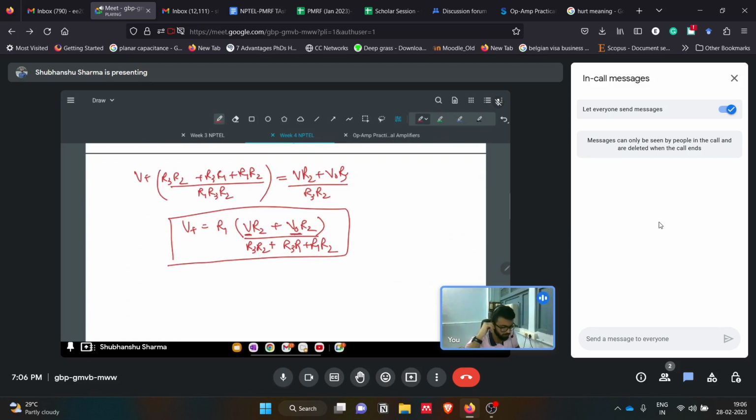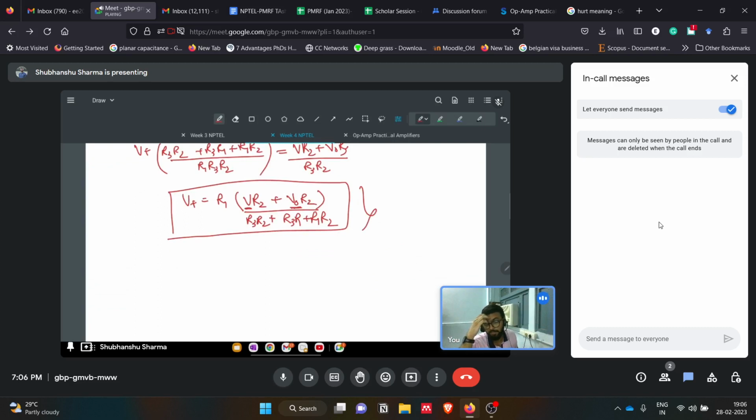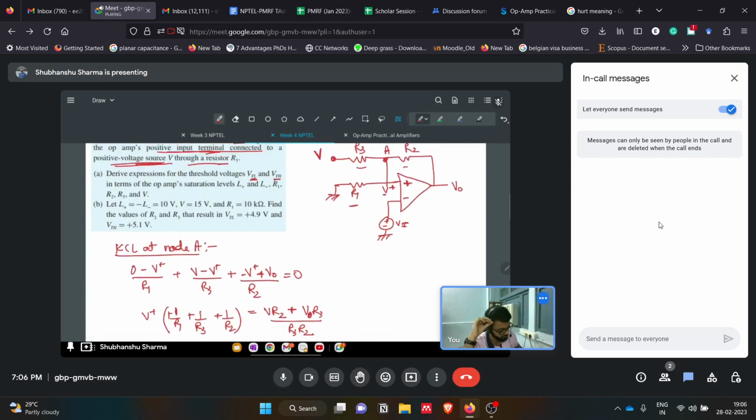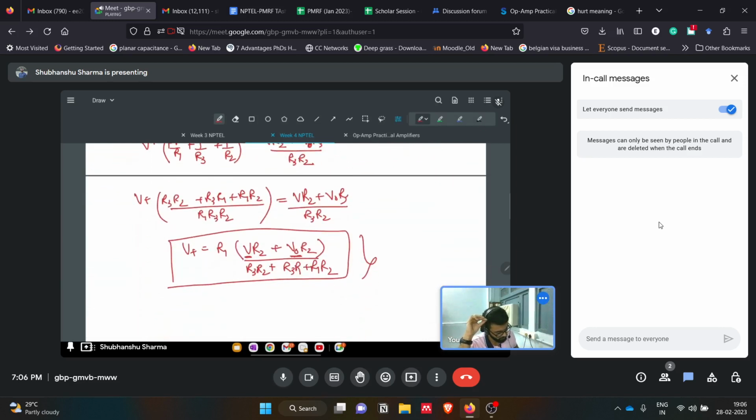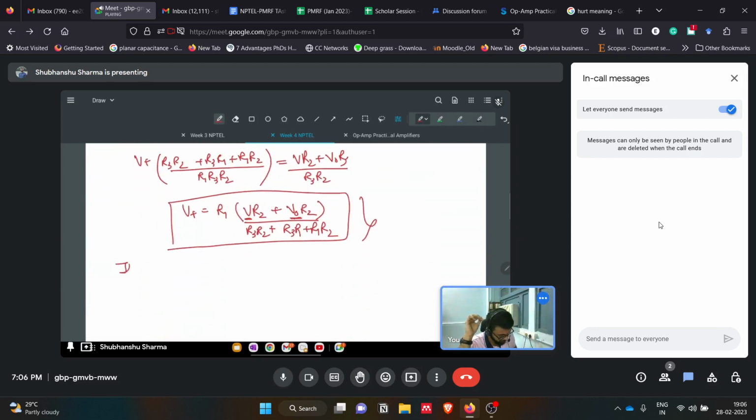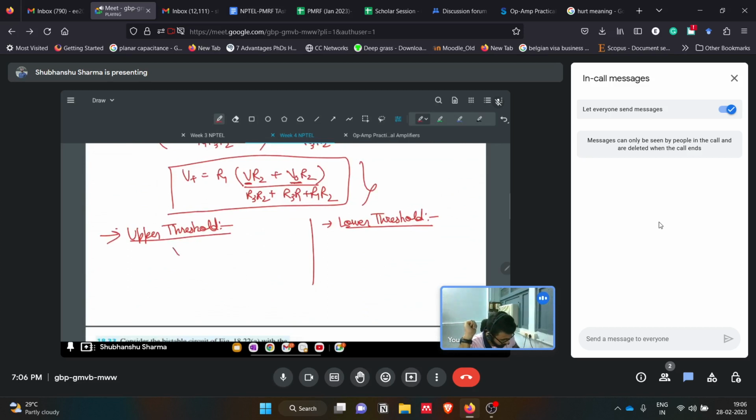So we got an expression of V plus in terms of the input voltage V and the output voltage. Based on this expression, we can decide the upper threshold and the lower threshold for this circuit. How can we realize the upper threshold? For the upper threshold, the output voltage will be plus V saturation. For the lower threshold, it will be minus V saturation.